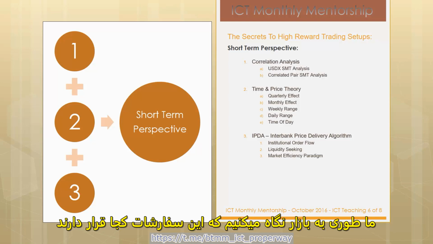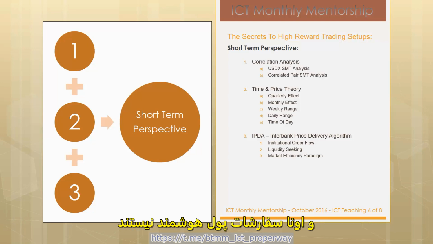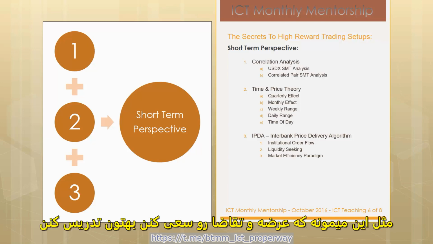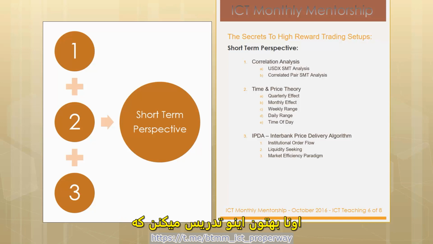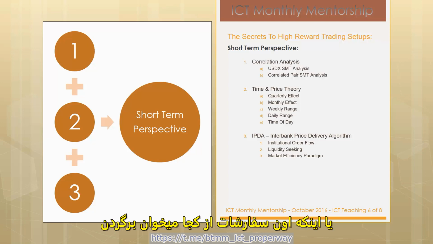We look at the marketplace in terms of where are the orders, and it's not the orders of the smart money. Okay, like supply and demand tries to teach. They teach you that this is where smart money orders are, and this is where smart money wants to go back to. They're not always doing that.